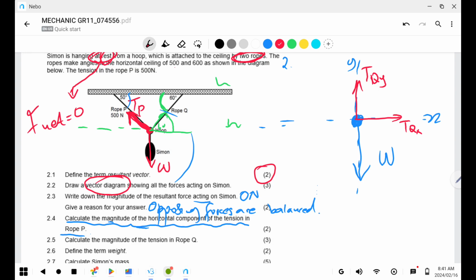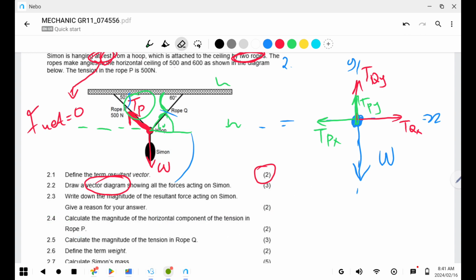And then for the tension P, I'm going to have the y component pointing up. This is TPY. And then I'm going to have TPX. So this will be more useful now because I can clearly see collinear vectors. In 2.4, what are we trying to calculate there? We are asked to find TQX.